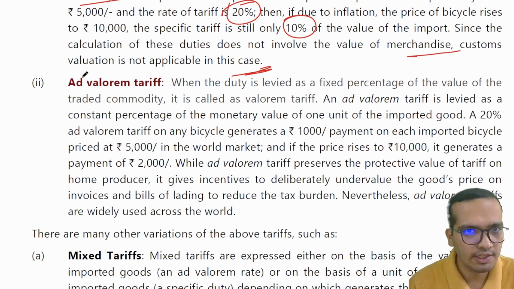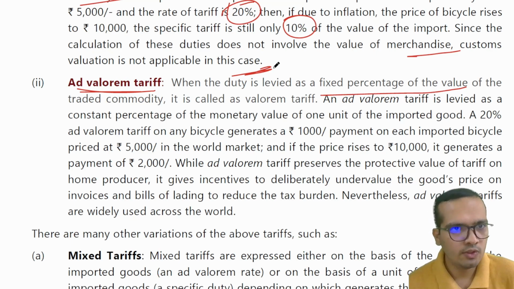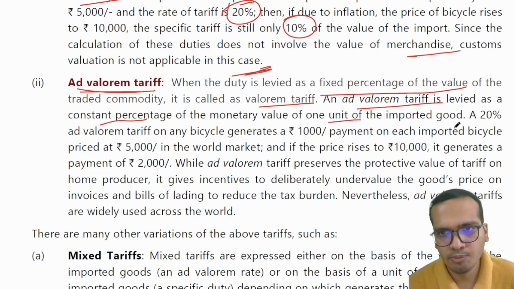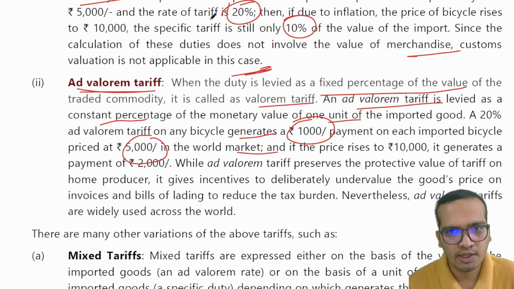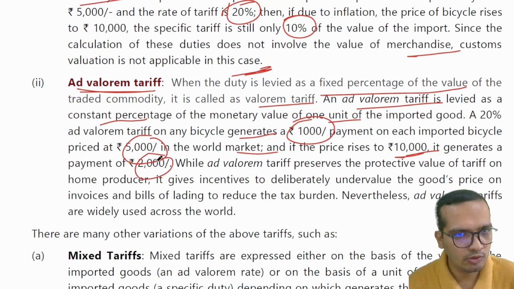काफ़ी इंटरेस्टिंग है ये. When the duty is levied as a fixed percentage of the value of the traded commodity, it is called an ad valorem tariff. Ad valorem tariff is levied as a constant proportion of the monetary value of one unit of the imported goods. A 20% ad valorem on any bicycle generates say rupees 1000 payment on each imported bicycle priced at 5000 in the world market, and if the price rises to 10,000 it will generate a payment of 2000. सीधा परसेंट पे वैल्यू के.